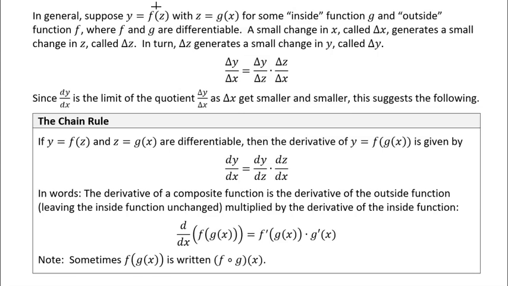The rate of change of y with respect to z times the rate of change of z with respect to x. Now we can write this in another way using function notation. So essentially what we're doing is we're taking the derivative of the outside function and leaving the inside function as it is, right? And then multiplying times the derivative of the inside function. All right, this is going to make more sense once you see it in action.